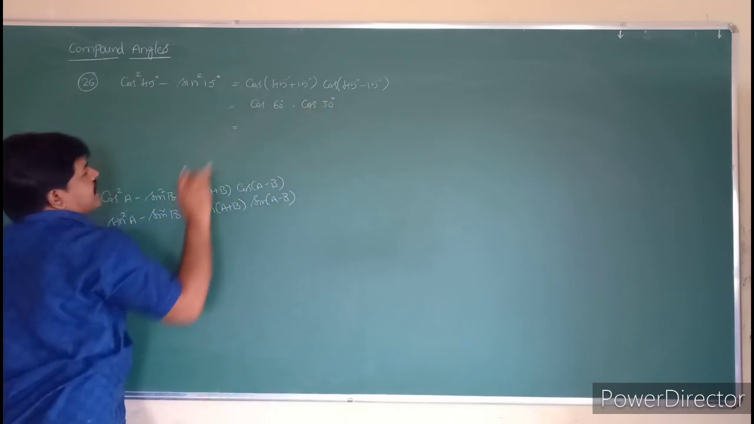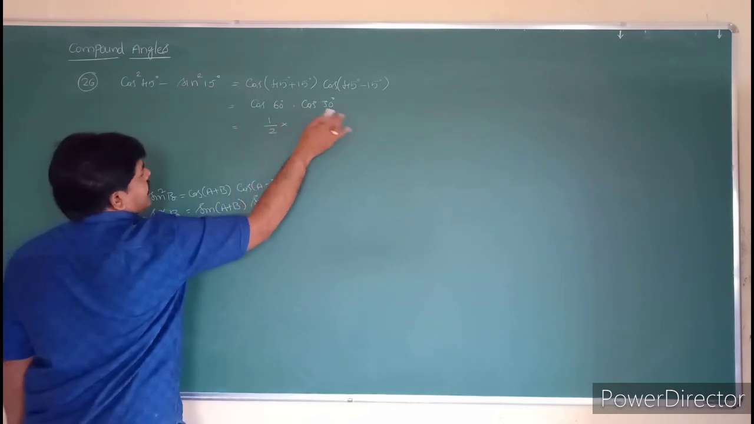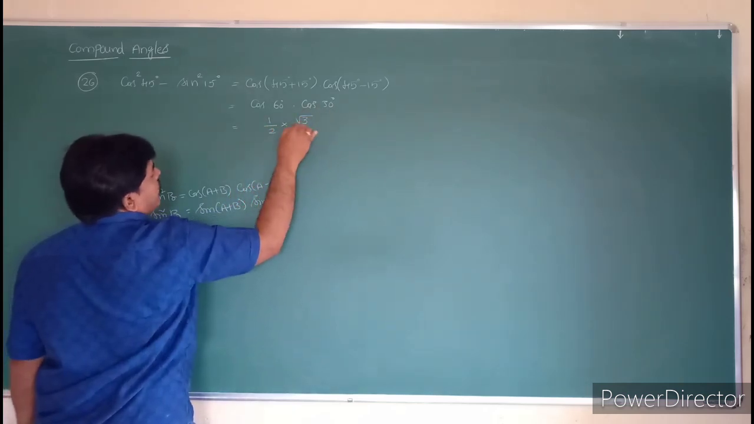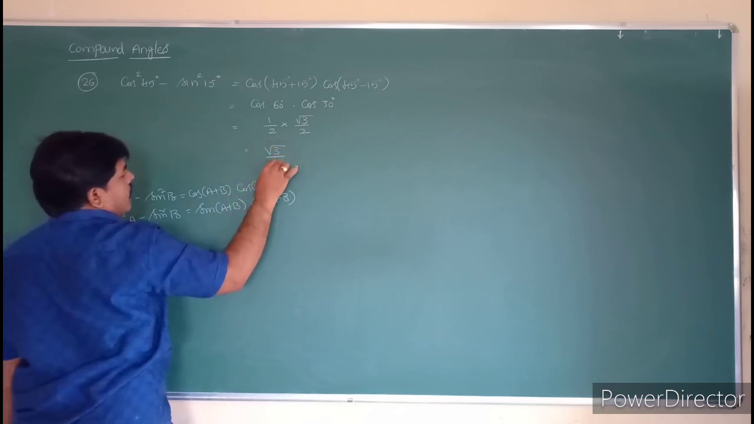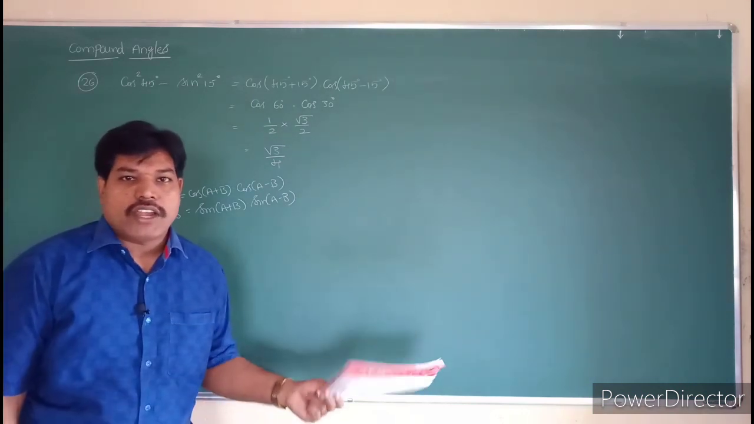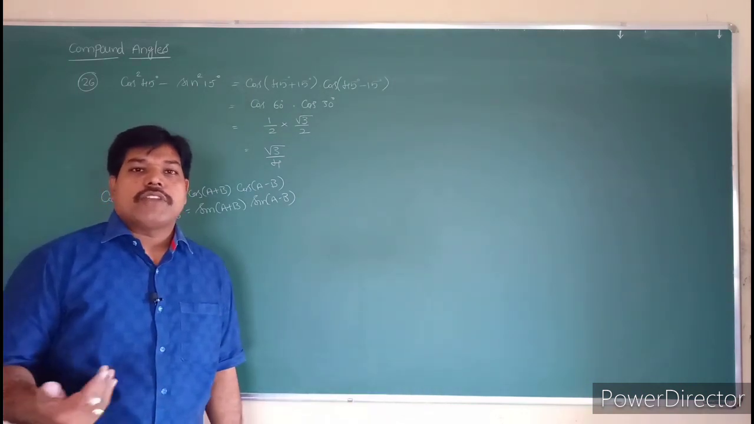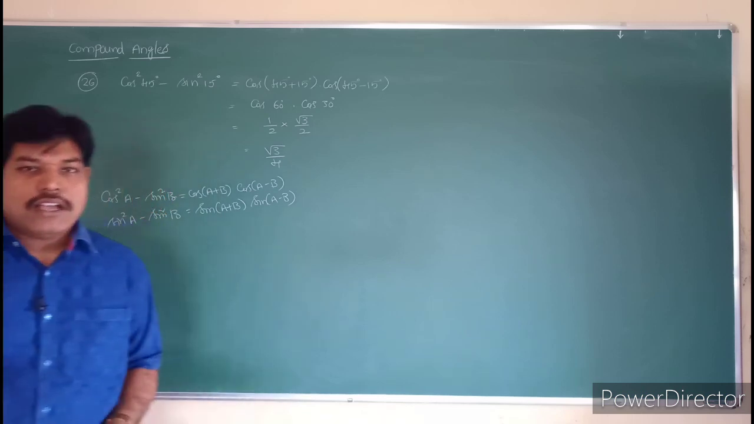So what is cos 60, students? That is 1 by 2, into cos 30. Cos 30 is nothing but root 3 by 2. So the value will become root 3 by 4. So see that question, students. Cos square a minus sin square b is nothing but cos of a plus b into cos of a minus b. So apply the formula, you will get the answer.